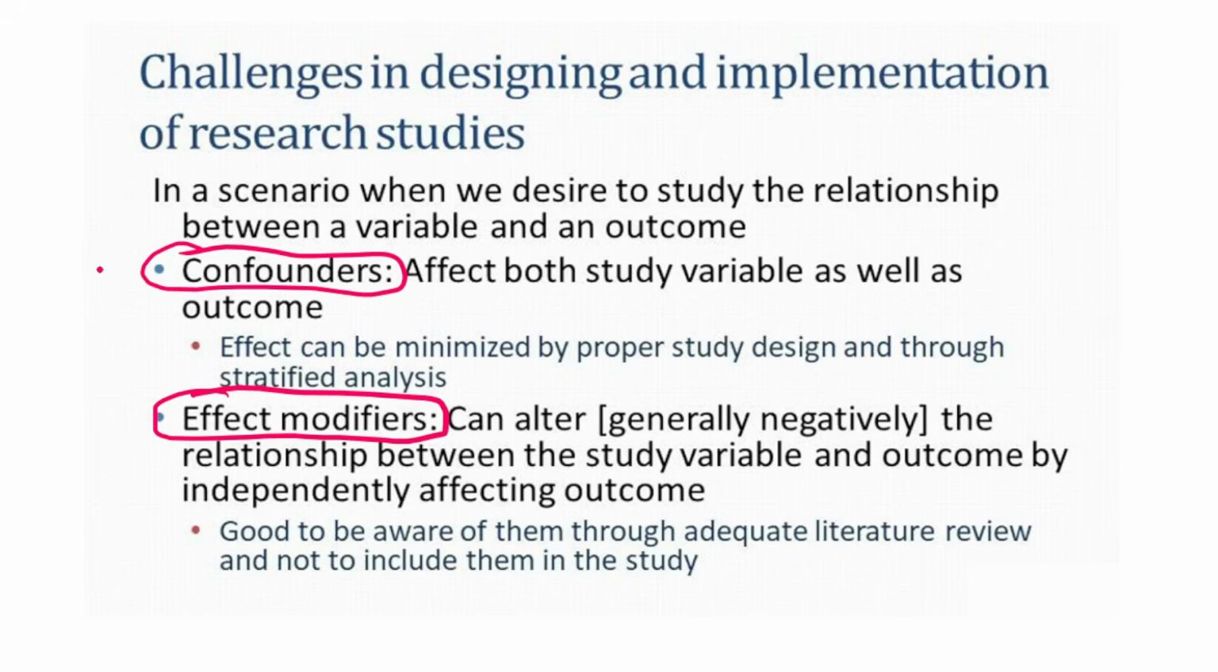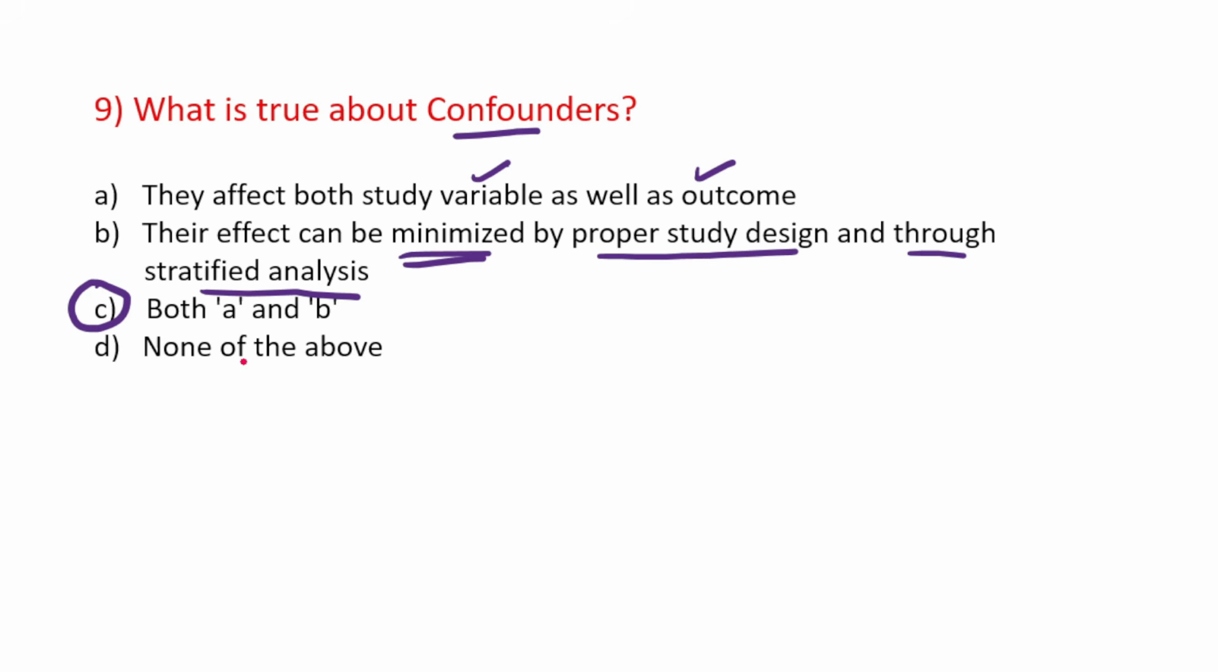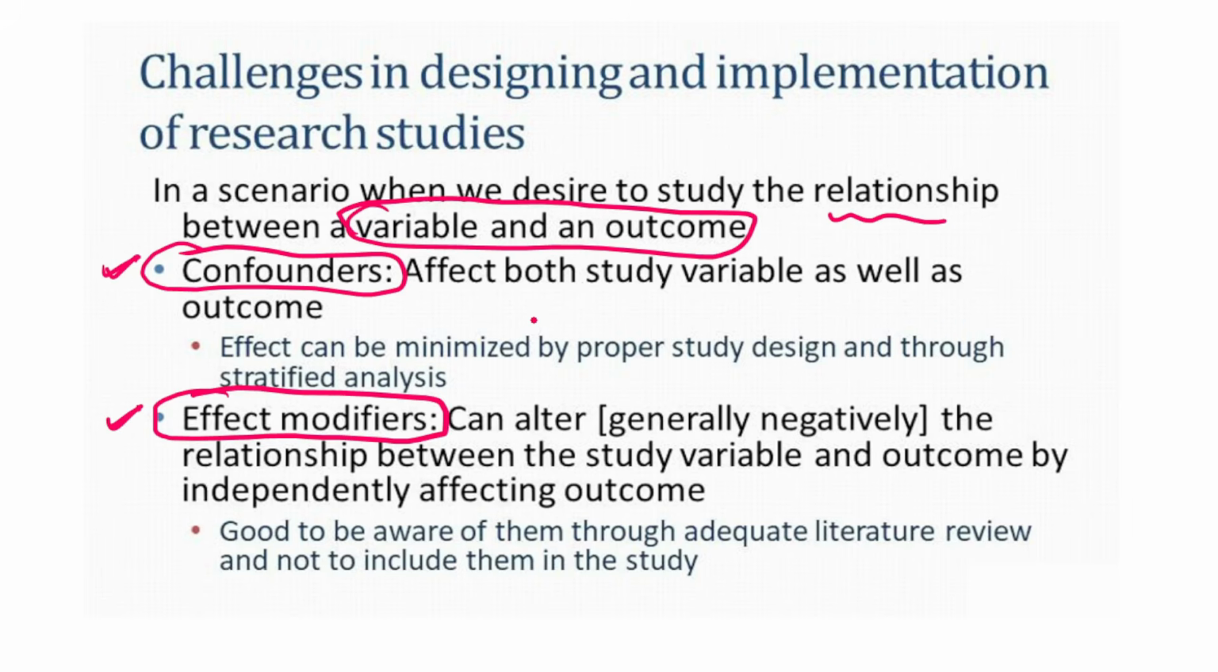So why are both these terms, that is confounders and effect modifiers, important? Because they speak regarding a relationship between variables and also the outcomes. So these two are both most important. Now in our question they have asked regarding what was true about confounders. From the information given in this chart, it is clearly mentioned that confounders affect both the study variables as well as the outcomes. And the effect of confounders can be minimized by proper study design and through stratified analysis.